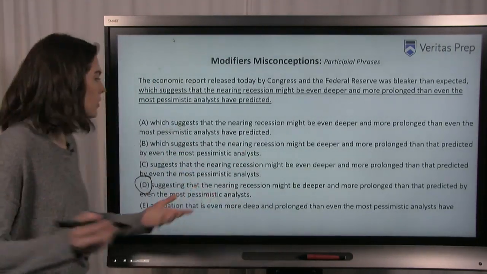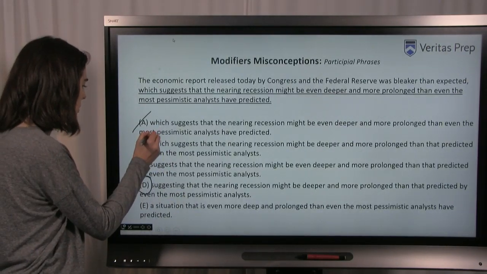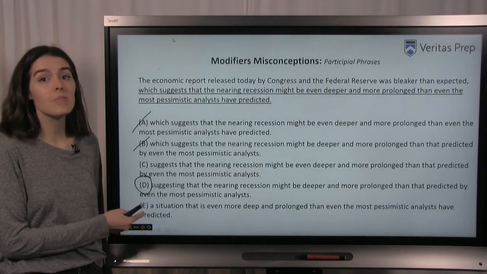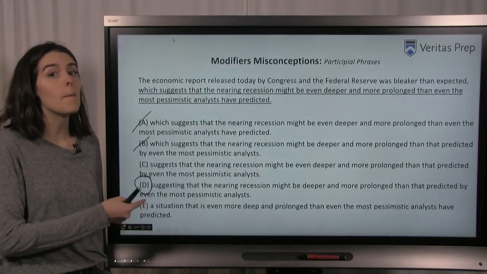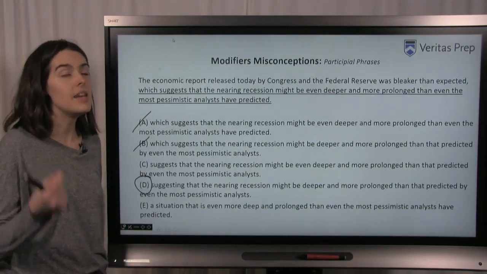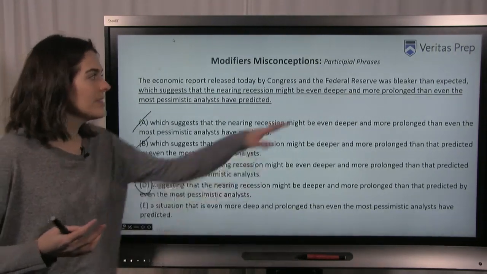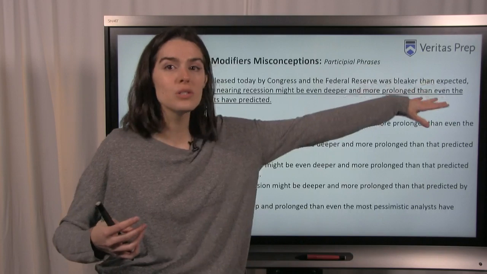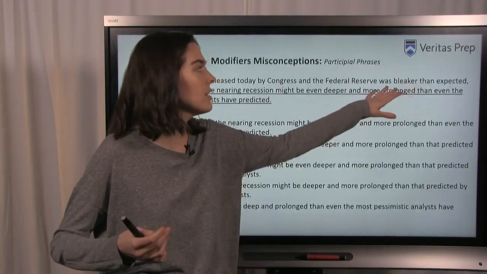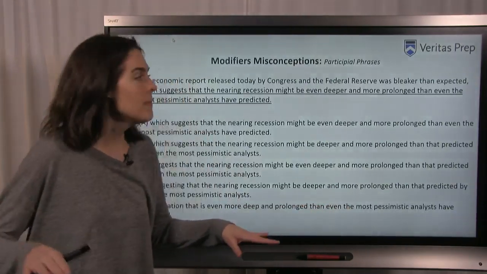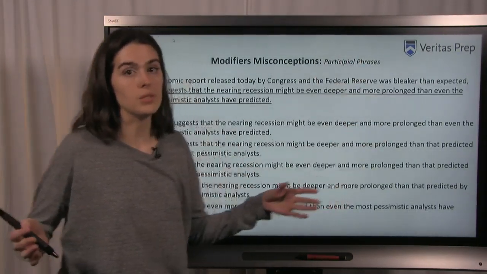Can't do it. No can do. So any of these answers with which aren't gonna work. Now E, same logic. Appositives must describe nouns, right? And they must describe the closest noun, but there isn't a noun close to it. Expected, not a noun. Bleaker, not a noun. And then we get a verb. Not allowed, right? We can't jump a verb to describe something else.